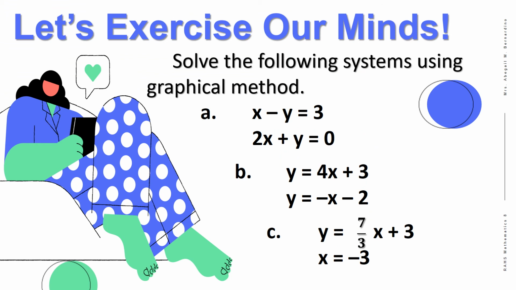Let's exercise our minds. Solve the following systems using graphical method. A. x minus y equals 3, and 2x plus y equals 0. B. y equals 4x plus 3, and y equals negative x minus 2. C. y equals 7 over 3x plus 3, and x equals negative 3.